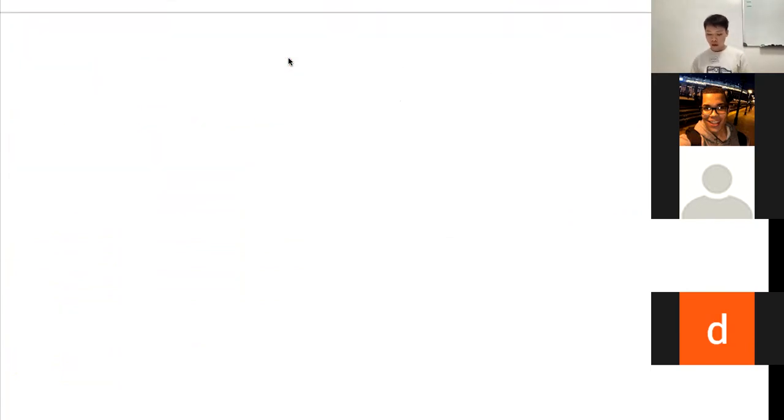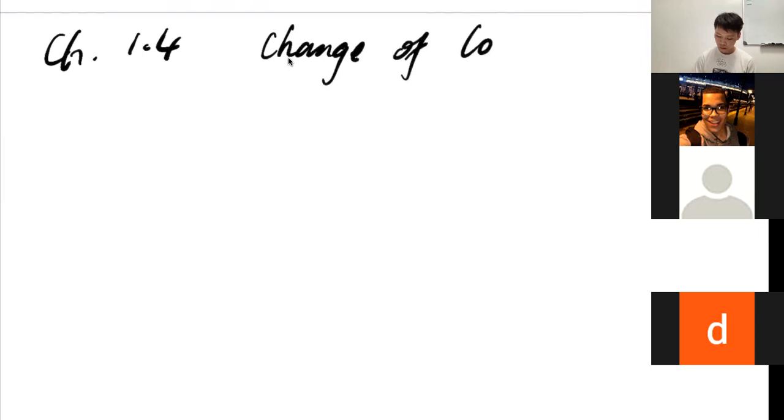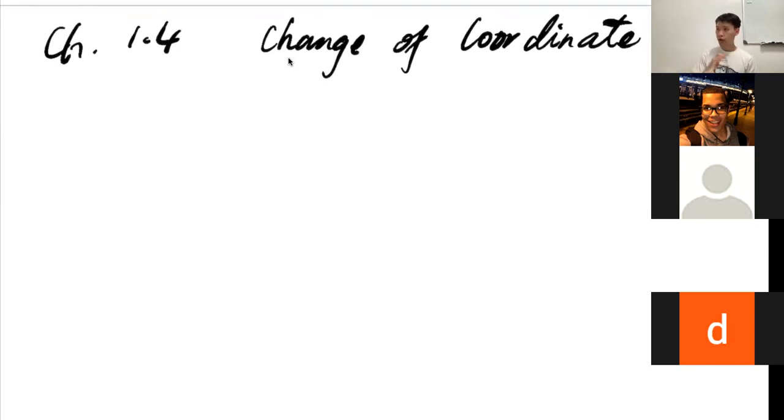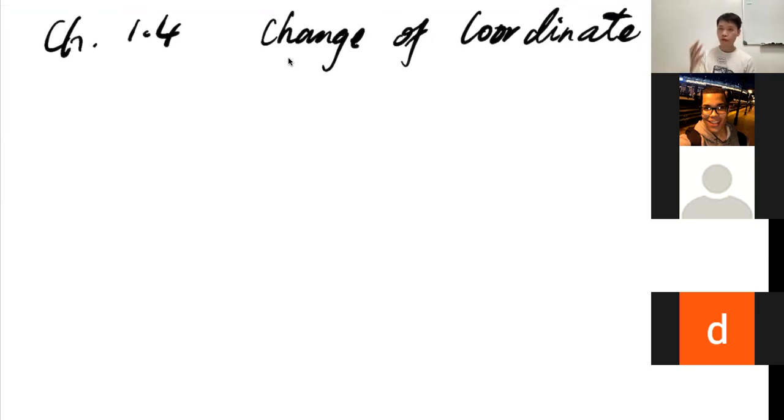So today, we will finish up the last thing in chapter 1, which is section 4, about change of coordinates. And after that, we will have the beginning of chapter 2, which is all about derivatives. We'll get to that later. So what is change of coordinates?